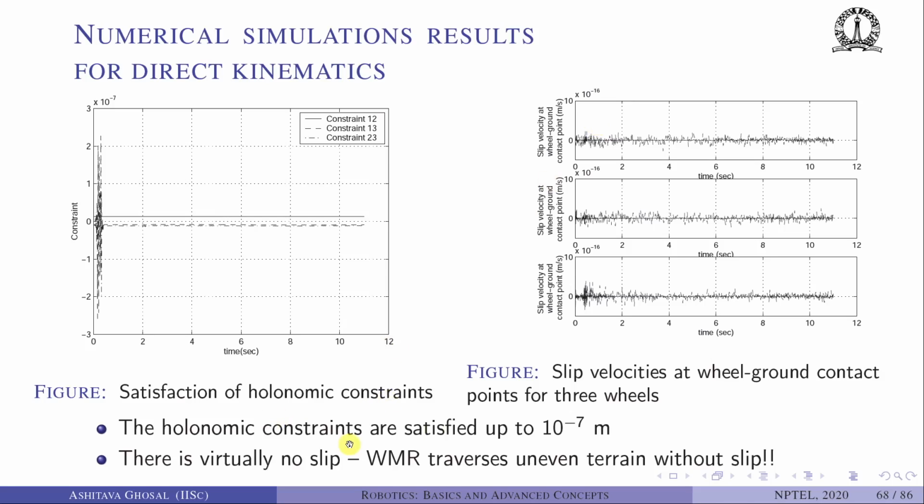Okay. So the holonomic constraints are satisfied up to 10 minus 7 meters. There is virtually no slip. The WMR is traversing this uneven terrain without slip, which is what we wanted. Remember, as I said, on an uneven terrain, if the axle length is constant, then the wheels will slip. However, we have proposed a way of letting this torus-shaped wheel tilt laterally, and the distance between the wheel ground contact points of the two rear wheels will adjust such that there is no slip. And this is a proof by simulation.